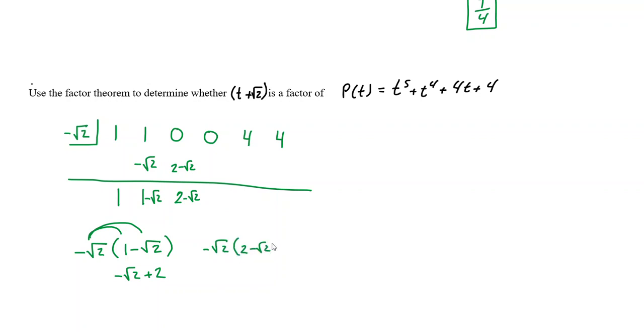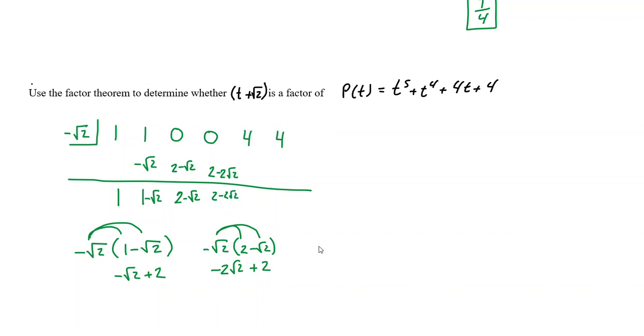2 minus the square root of 2. So we'll distribute. We get negative 2 square root of 2, and then plus, negative times a negative is positive. Square root of 2 times square root of 2 is 2. So this is 2 minus 2 square root 2. We'll add 0. We get 2 minus 2 square root 2 again.